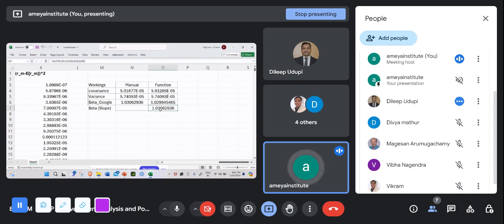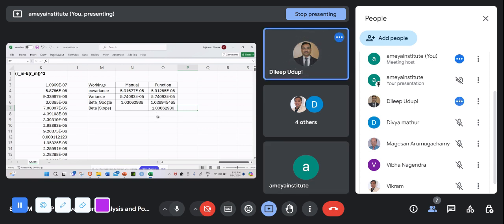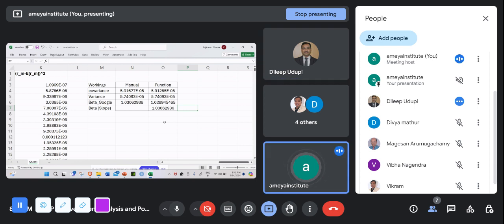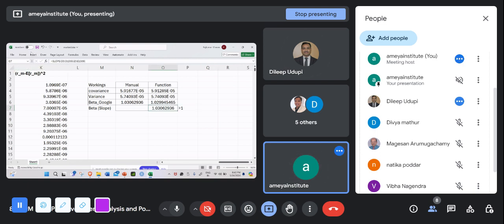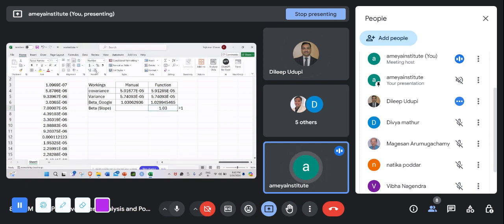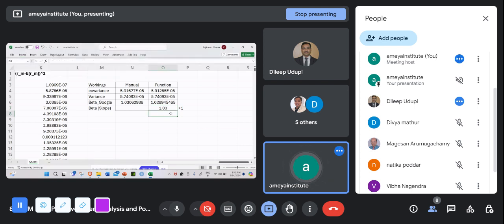So now you tell me, is this beta more than 1 or less than 1? Almost equal to 1. If I take 2 decimals, then it is 1.03, right? So it is just slightly more than 1, but not that much. We can say almost equal to 1. If I remove the decimals, then it is equal to 1. But because that is also variation, it means it's just a little bit greater than 1. I'll keep 2 digits, so it is 1.03, which is greater than 1.